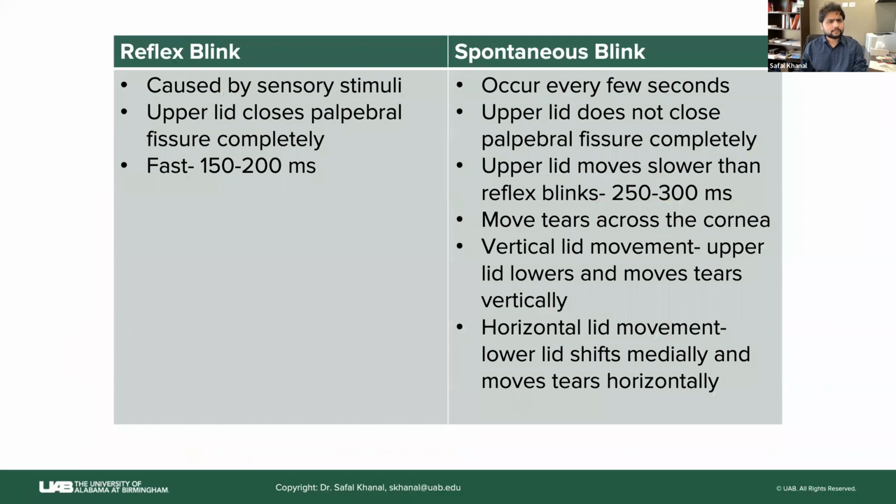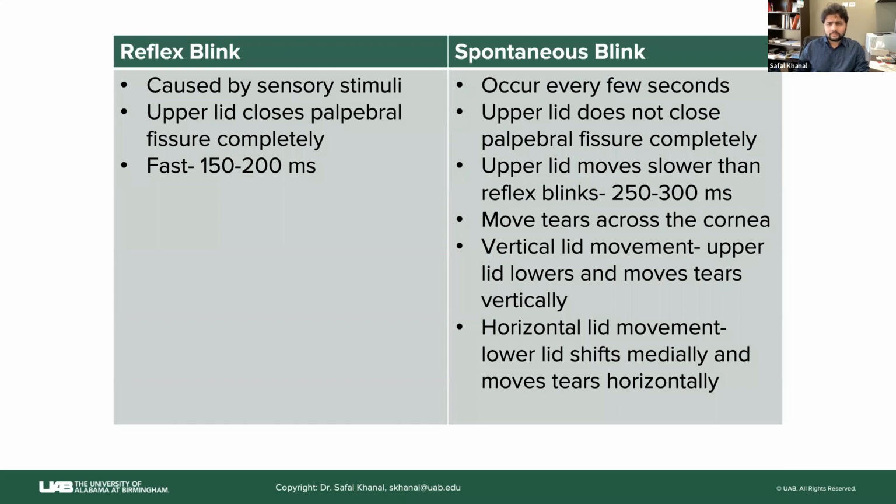Now, some of the differences between reflex blink and spontaneous blink, which might be important for examinations. The reflex blink is caused by sensory stimuli. It is often very fast, 150 to 200 milliseconds. And during this blink, the upper lid closes the palpebral fissure completely, as opposed to the spontaneous blink, where the upper lid does not close the fissure completely.